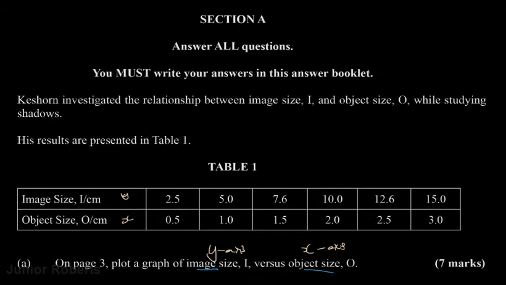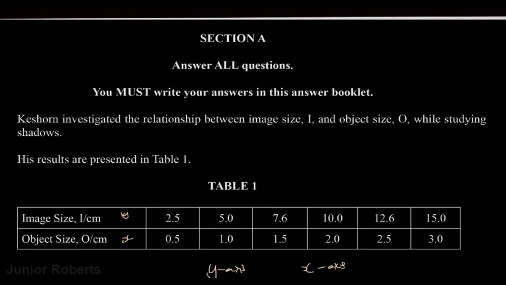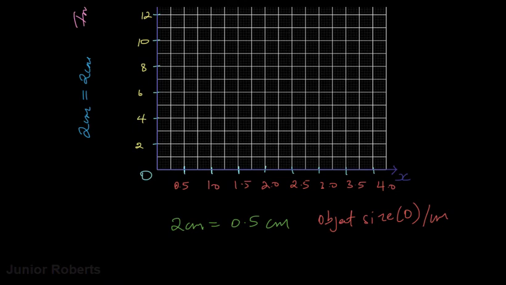If we look back at our table, whenever our image size is 2.5, our object size is 0.5. So we're going to find these points and plot this point. On our graph paper, 2.5 to 0.5. We have 2 right here, here would be 3, so halfway in here would be 2.5, and that corresponds to 0.5. So we're going to plot this point right here.